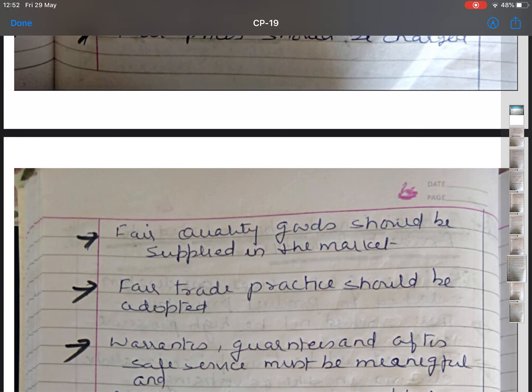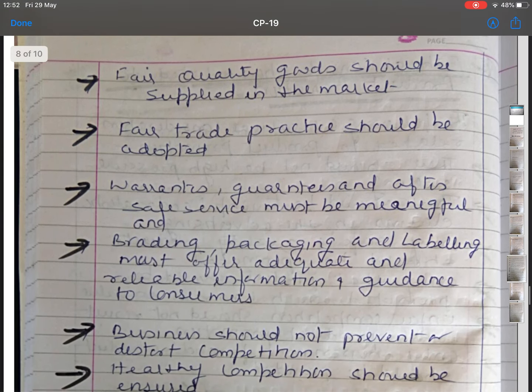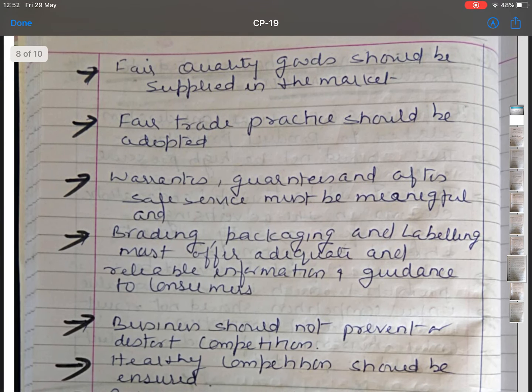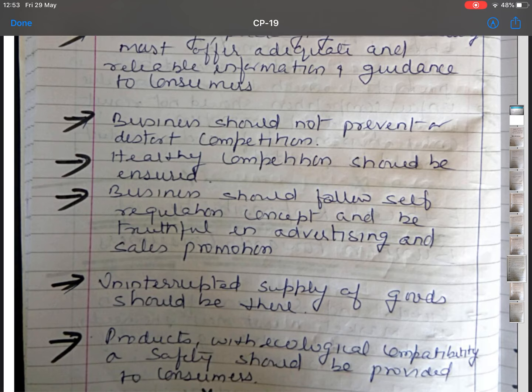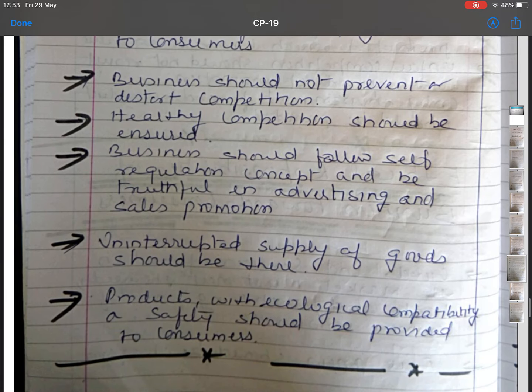Fair quality goods should be supplied in the market. Fair trade practice should be adopted. Warranties, guarantees, and after-sale service must be meaningful and properly met. Then branding, packaging and labeling must offer adequate and reliable information and guidance to the consumer about the product. Then business should not prevent or distort competition. Then healthy competition should be ensured. Then business should follow the self-regulation concept and be truthful in advertising and sales promotion.